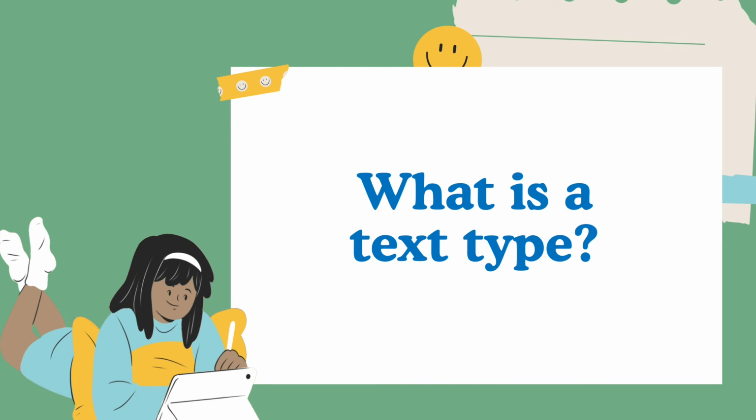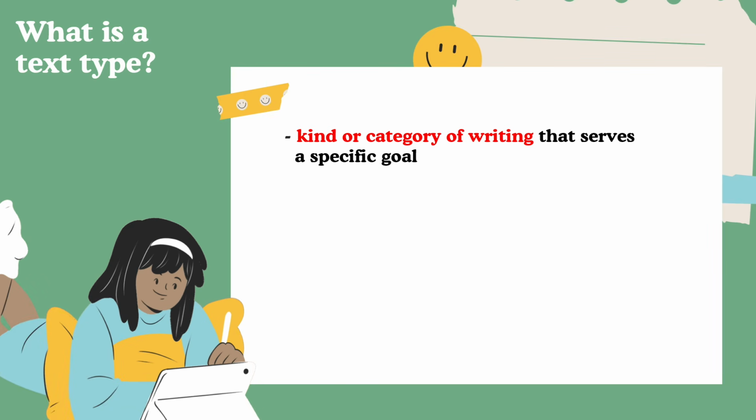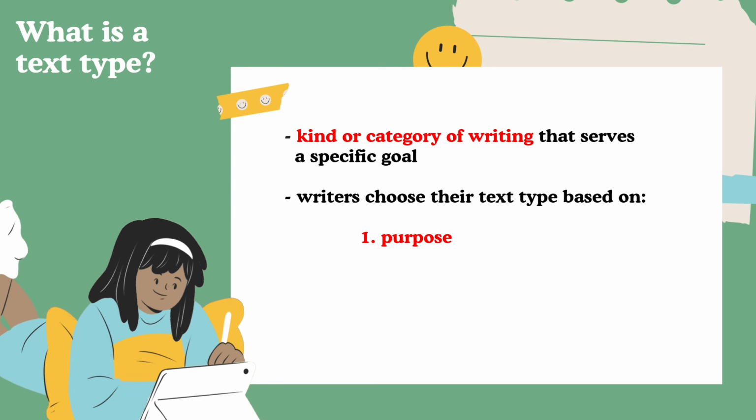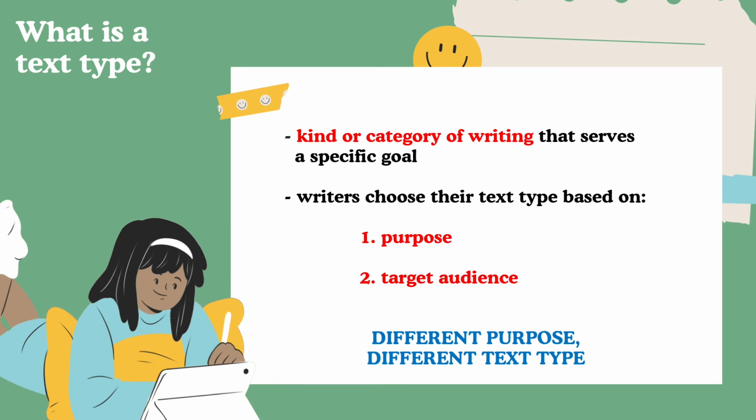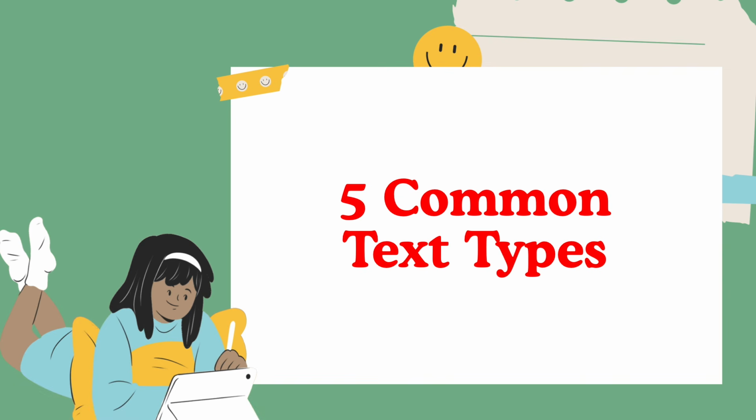Let's start with the question, what is a text type? A text type is the kind or category of writing that serves a specific goal. Writers choose their text type based on their purpose, why they are writing, and their target audience or who will read it. In short, different purposes call for different text types. And so, let us learn about the 5 common text types.